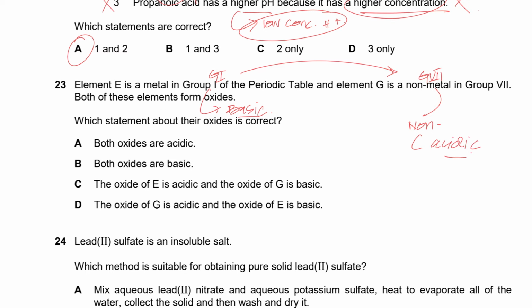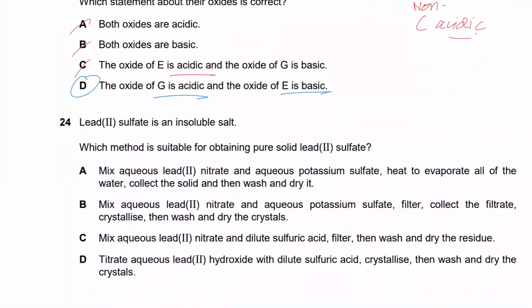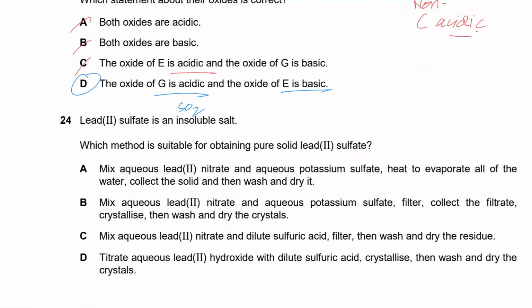So both oxides are acidic, both are basic. Wrong. E is acidic? No, E is a metal, so E must be basic and G must be acidic because that's a non-metal oxide, like sulfur dioxide, etc. Obviously sulfur is in group 6, but I'm just saying that non-metal oxides are acidic oxides. Like magnesium is in group 2, but magnesium oxide is a basic oxide and whatnot.